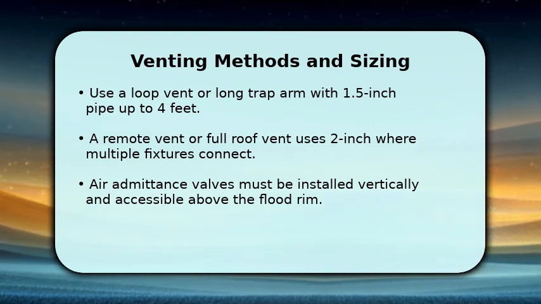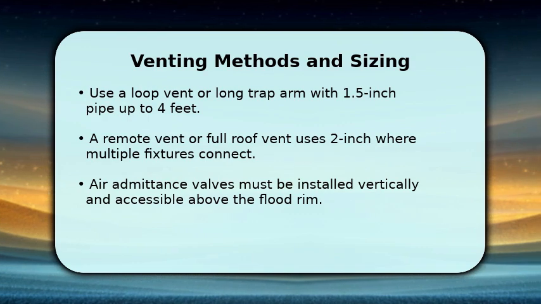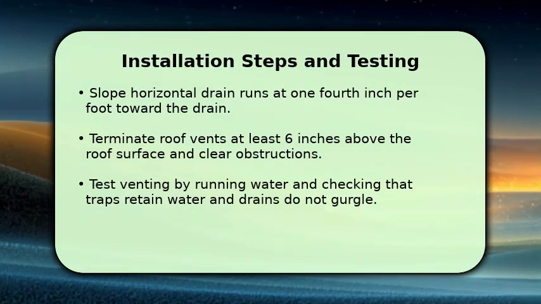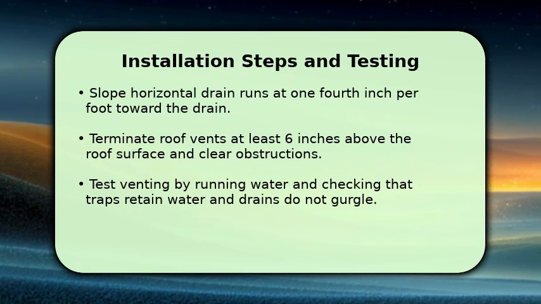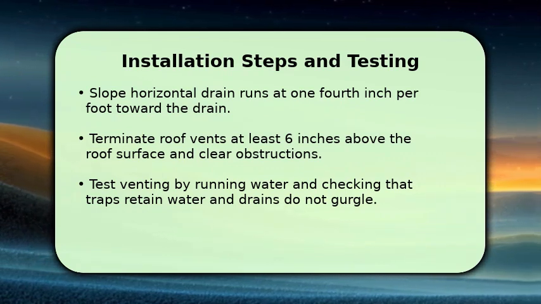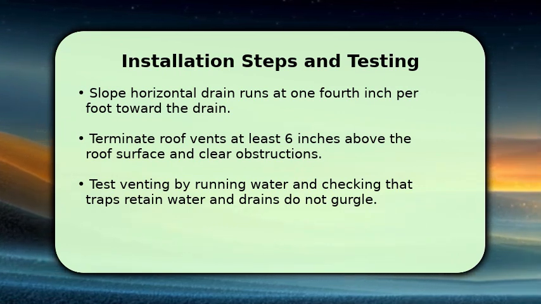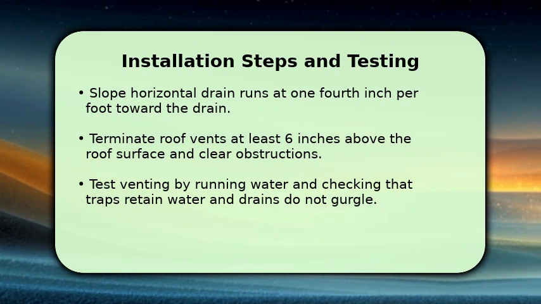Start by planning your route and locating the nearest vent stack or suitable tie-in point. Cut the countertop and cabinet floor carefully and dry fit 1 5-inch or 2-inch PVC or ABS vent pipe. Maintain a slope of 1/4 inch per foot on horizontal drain runs toward the main drain.